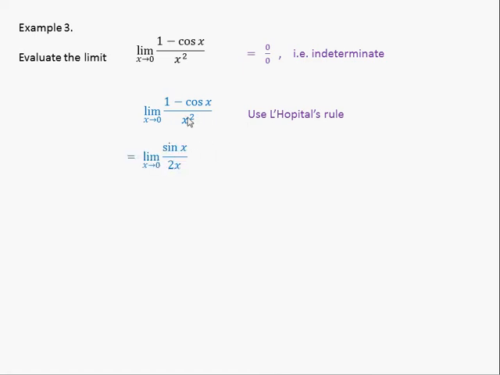Derivative of 1 is 0, derivative of negative cos x is positive sin x. Derivative of x squared is 2x. Now if we substitute in 0, well, sine of 0 is 0, and 2 times 0 is 0, so we've got 0 over 0, still indeterminate. So what do I do? I walk away and go home. No, I use L'Hopital's Rule again. Derivative of sine is cos, derivative of 2x is 2. Now when I put in 0, I get 1 divided by 2, I get a half.